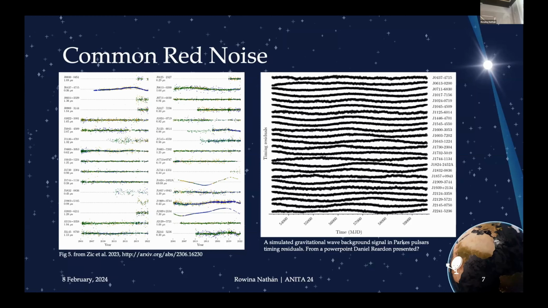That was the first thing that came during the second data release as evidence of the gravitational wave background. But there are lots of different processes that could cause potential red noise, that could cause a time correlated variation. So what we really need to be looking for is the spatial correlations in our residuals.